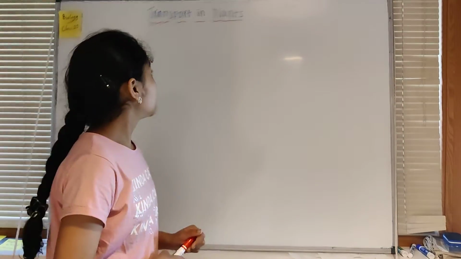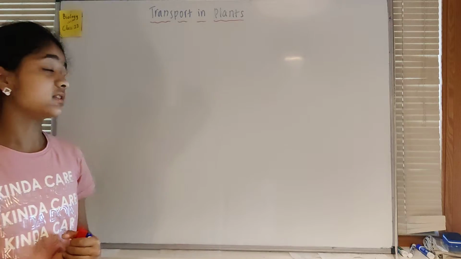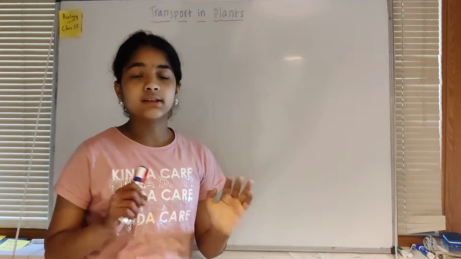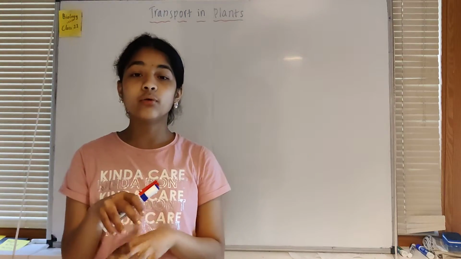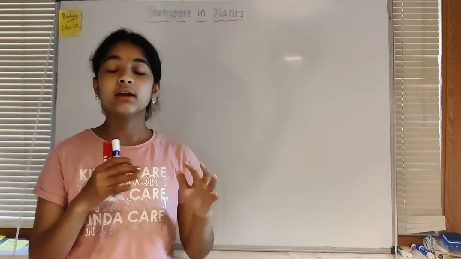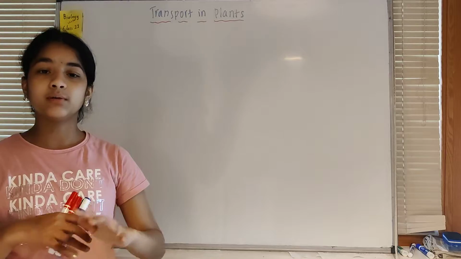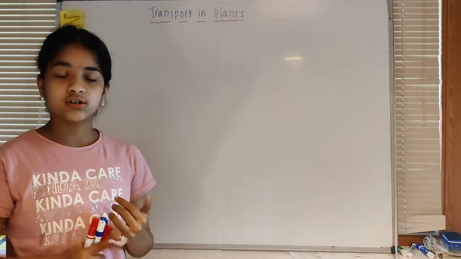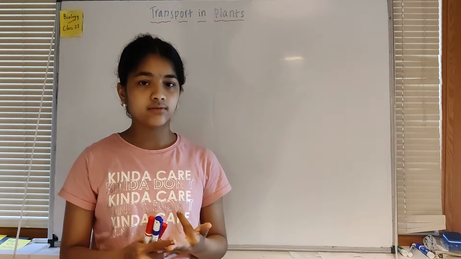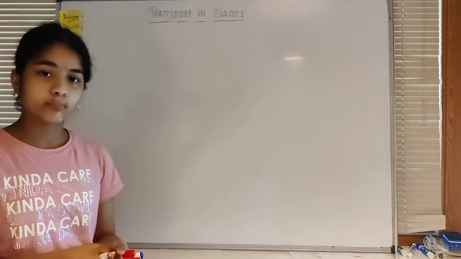Going to start with a new chapter, and that is transport in plants. So in this chapter we'll discuss the different ways fluids or anything can get transported between cells or between different parts of the plant as well. So we'll talk about osmosis, diffusion, facilitated diffusion, and all those other processes.